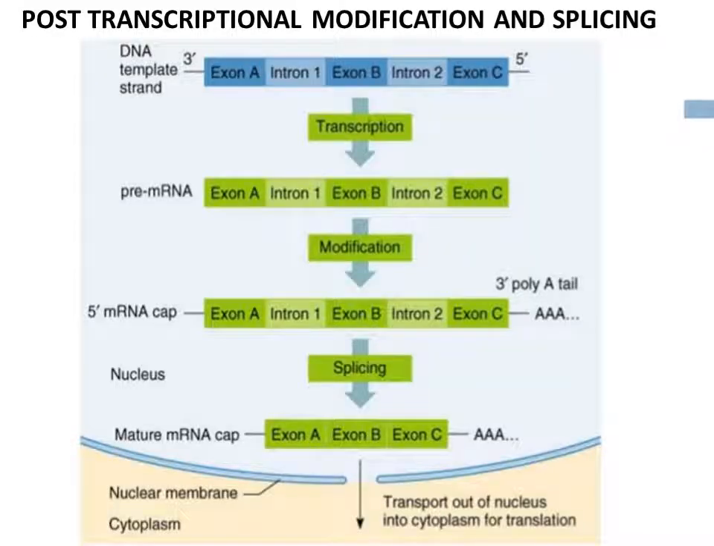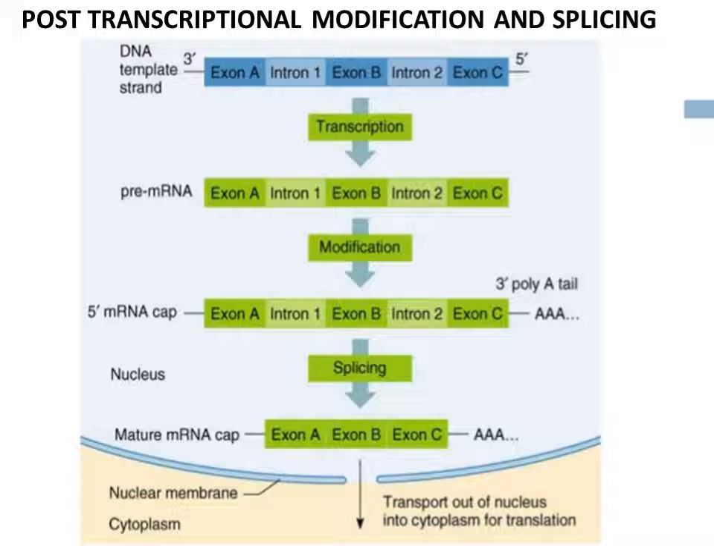This figure shows the molecule that contains both exons and introns, and this is the DNA template strand. When this DNA template is transcribed, an RNA molecule is synthesized from this DNA molecule. So this is the RNA molecule. It contains exons and introns, similar to the DNA molecule. After synthesis, the RNA molecule goes through the process of modification.